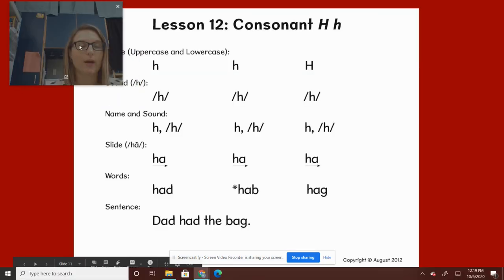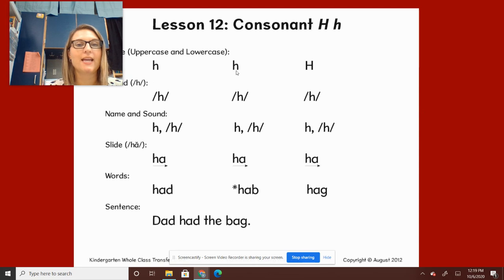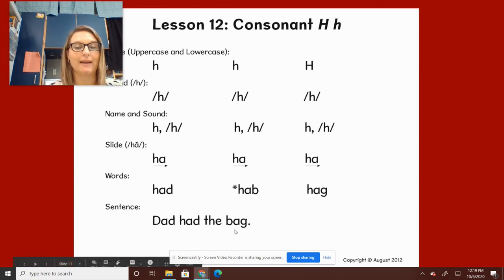Let's quickly practice this. Lowercase h, uppercase H. H, H, H. Ha, ha. Now we're going to make those into words. Had, have, hag. Dad had the bag. Dad had the bag.